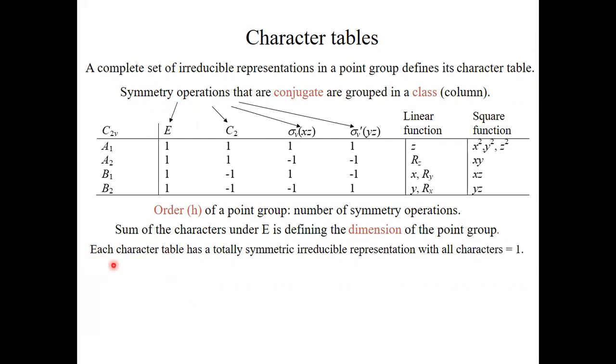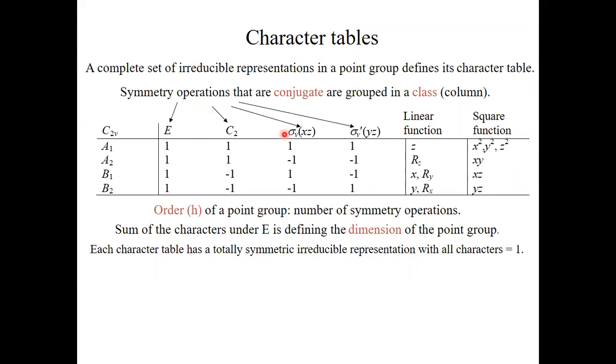Okay, let us start. In the last class, we derived the character table for the point group C2v, but we didn't quite finish it. So let us systematically go through the features of this character table again. In general, a complete set of irreducible representations of a point group defines a character table. So you see here the respective character table.